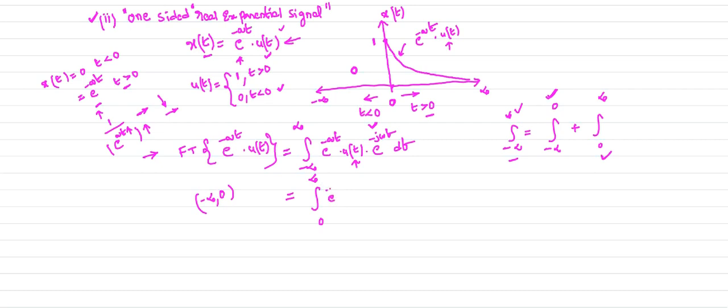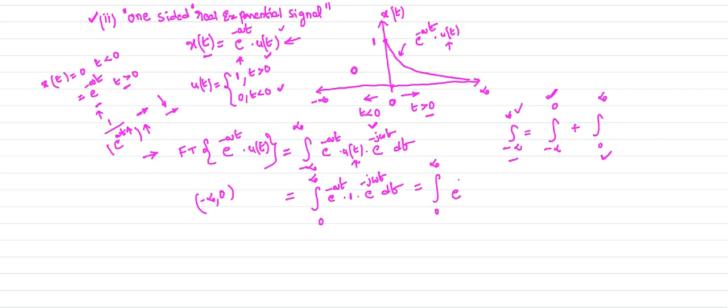So e power minus at, and u of t from 0 to infinity is 1, into e power minus j omega t dt. This is the manipulation of the above equation. So integral 0 to infinity, e power minus at into e power minus j omega t is what?